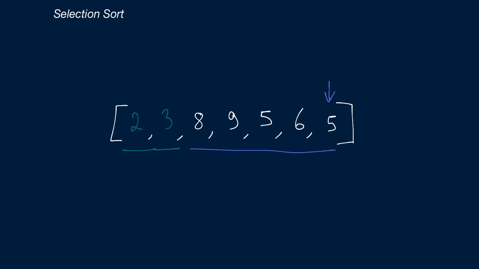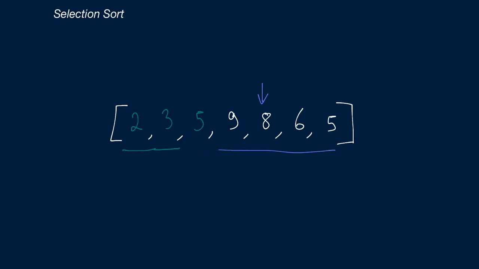All right, now we want to find the smallest number in our new unsorted sublist. So we start at 8, move on to 9. Is 9 less than 8? No, it's not. Is 5 less than 8? Yes, it is. So we can move the arrow above the 5. Is 6 less than 5? No. Is 5 less than 5? No. So 5 is our smallest number. We can swap it with the 8 to append it to the sorted sublist. So we're going to put 5 here, and we're going to put 8 here.